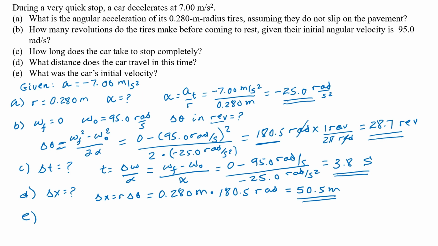E. What was the car's initial velocity? V naught is required. And we know that V naught is equal to r omega naught. Plug in the numbers. 0.280 meters multiplied by omega naught, which is given to be 95.0 radian per second. That's equal to 26.6 meters per second.